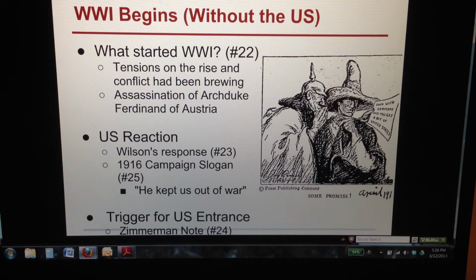So the public didn't want to be involved, and Wilson was more than happy to say, nope, we're not getting involved. It's not our fight. It has nothing to do with us. We're going to stay out.